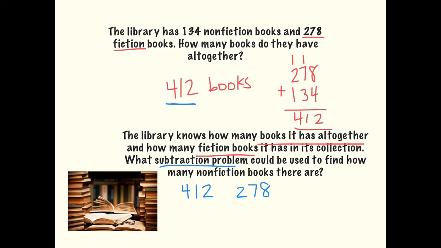They want us to use a subtraction problem to find how many nonfiction books there could be. So essentially I would take the total, which remember is 412, and I would subtract the fiction books, which remember is 278 from above, and then that would give me how many nonfiction books they have. So it would look like this. 412 minus 278 equals 134 nonfiction. So I've just reordered the numbers to show a subtraction equation instead of an addition equation.